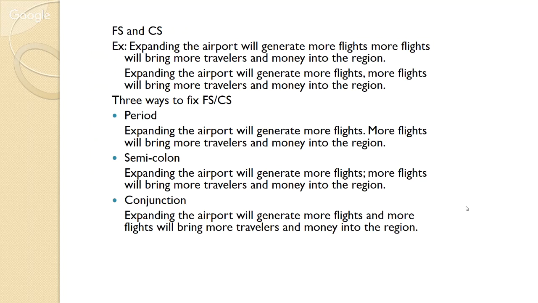So personally, I would prefer to combine the clauses with the semicolon. Expanding the airport will generate more flights; more flights will bring more travelers and money into the region. And the reason why I prefer that is because that second clause continues and completes the thought of the first one. So for me, they naturally go together. You could also use a conjunction to create a similar effect. So expanding the airport will generate more flights, and more flights will bring more travelers and money into the region.